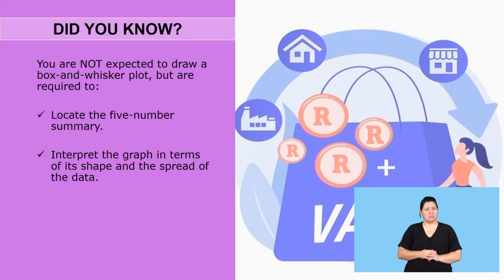In today's lesson, we'll focus on quartiles and box and whisker graphs. Now, before I start with the lesson, I want to quickly check something with you. Did you know that according to the CAPS policy, you are not expected to draw a box and whisker plot, but you are required, however, to locate the 5-number summary and also to interpret graphs in terms of its shape and the spread of the data. Okay, so remember that moving forward.